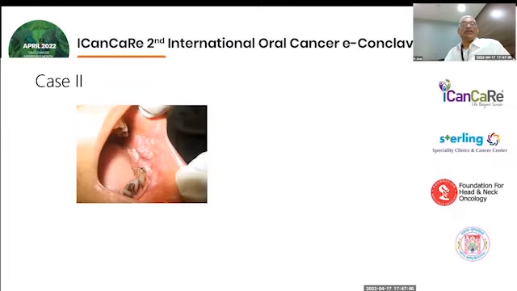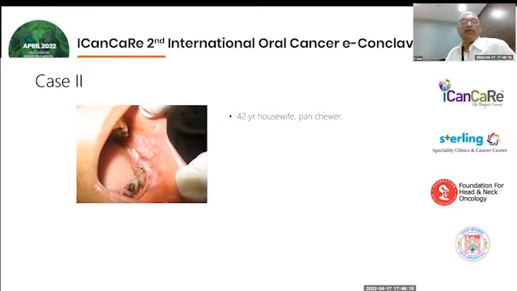So we'll start with the first case. It's a 42-year-old housewife, and if you notice in the lower alveolus, there are a few teeth missing. When this lesion started, it was believed that it was due to a dental trauma, and the first thing that a dental surgeon did was to take off her teeth. So the tooth was sacrificed on that front, but the lesion continued to grow.